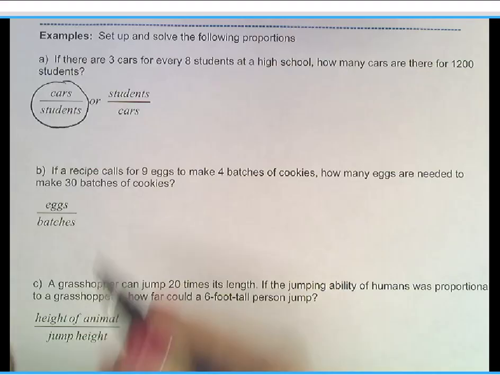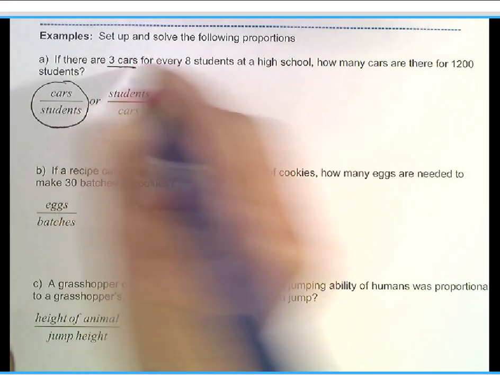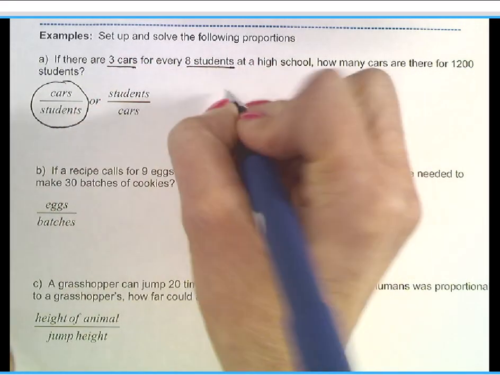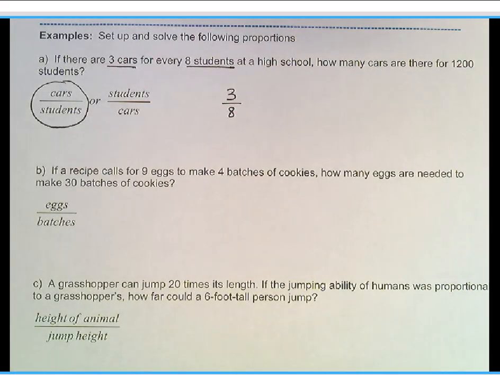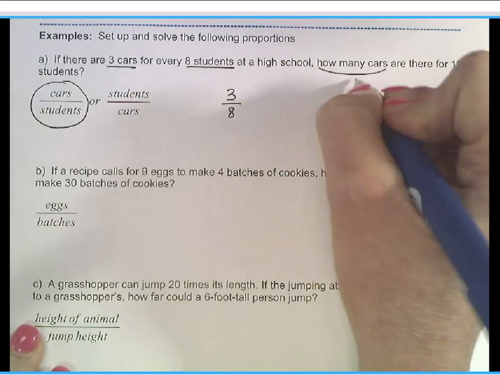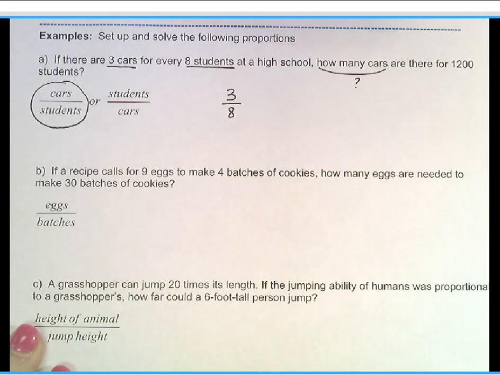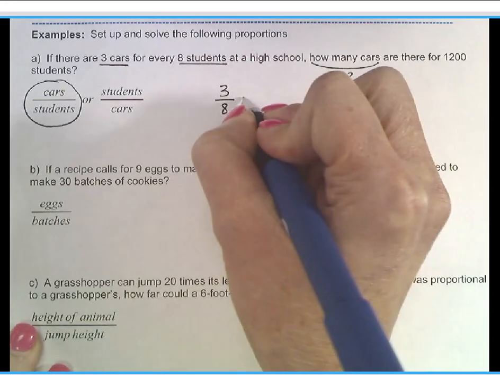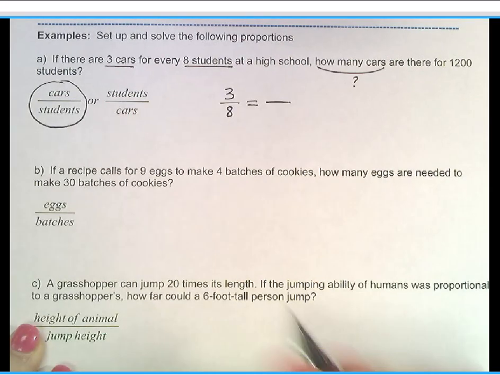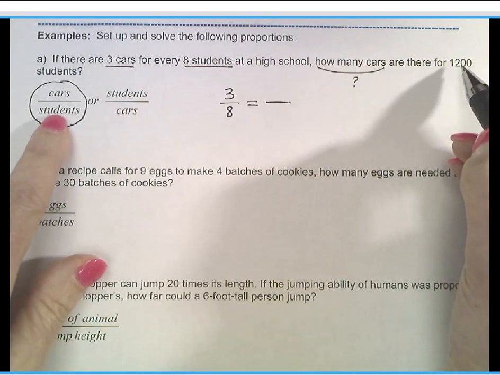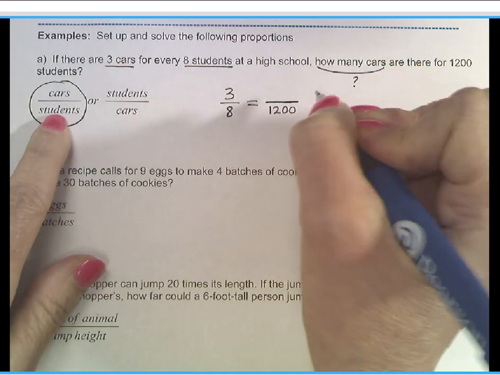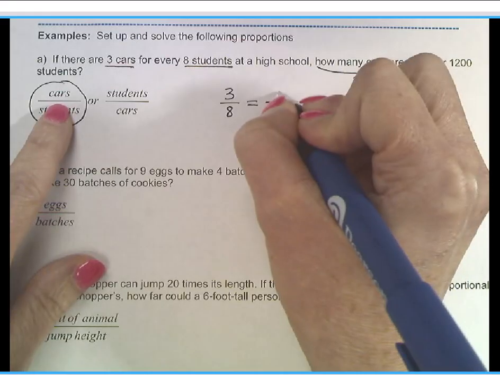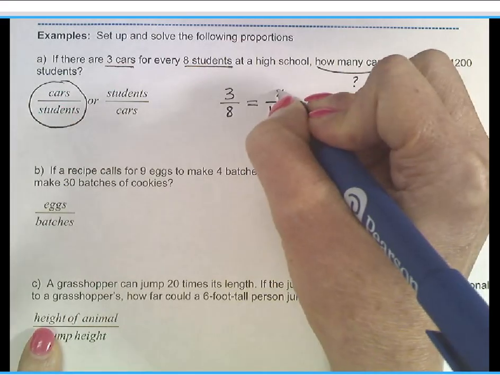So let me read the first statement here. There are 3 cars for every 8 students. 3 cars, 8 students. That's the first thing that they just told me. And then it says, how many cars, we don't know, how many cars will there be for 1,200 students? Well, where does the 1,200 students go? It goes in the denominator. And I don't know how many cars, so that's where I'm going to put my variable.